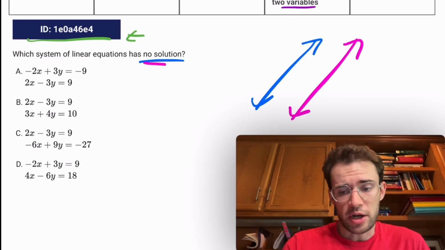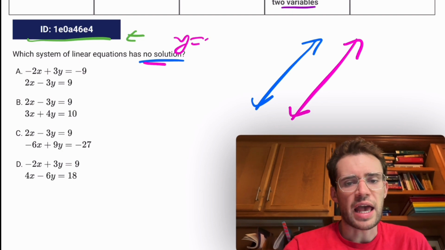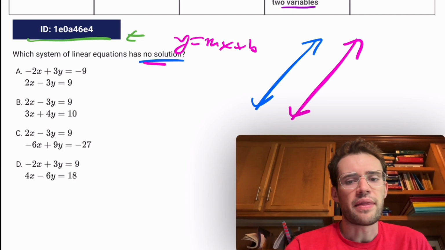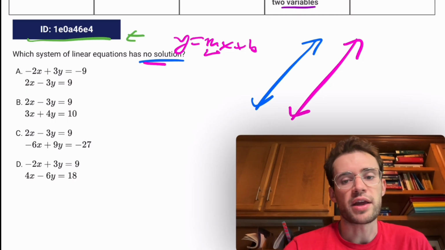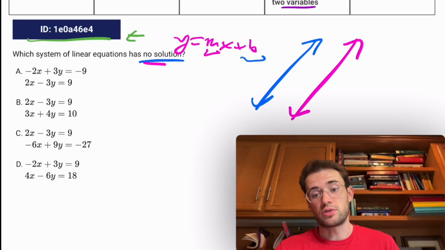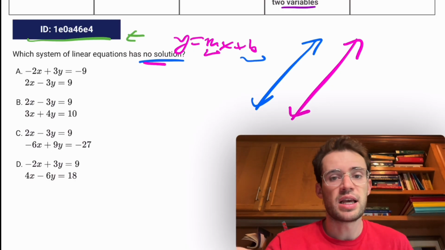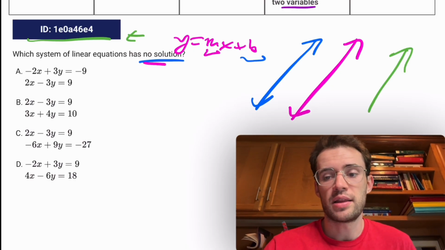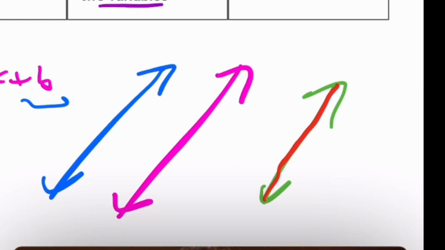You could get them into slope-intercept form. So that'd be y equals mx plus b form. And then just compare those slopes and those y-intercepts. Again, if they have the same slope but also the same y-intercept, then they're not going to have no solution. They have infinitely many solutions, because that would mean that they're literally just going to be the same line, basically graphed on top of itself. So any point on that line is a solution to both equations.